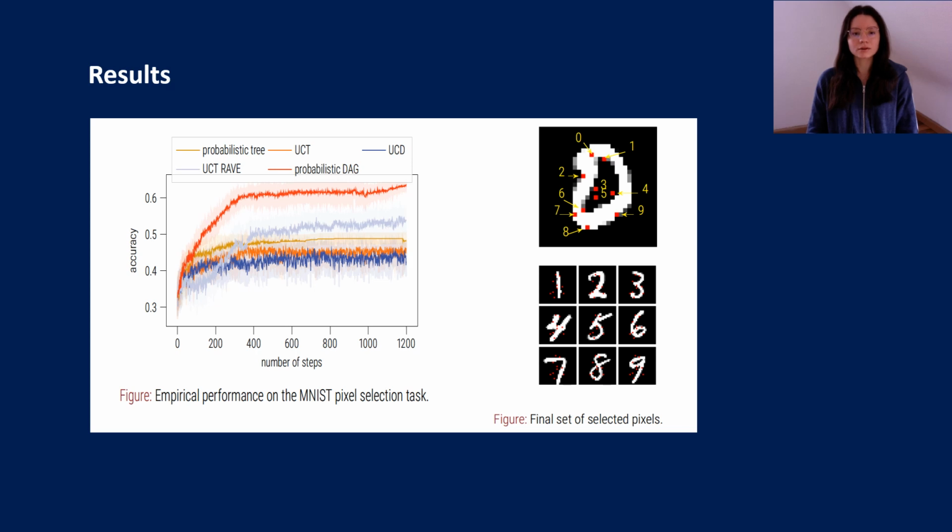The bottom three curves belong to tree search algorithms that cannot share information across the search tree and do not generalize. The light blue is a version based on Monte Carlo sampling and RAVE scores that also allows for some form of information sharing. And probabilistic DAG search, the red one, performed best. And on the right side you can see the final set of 10 pixels that we found with our method.